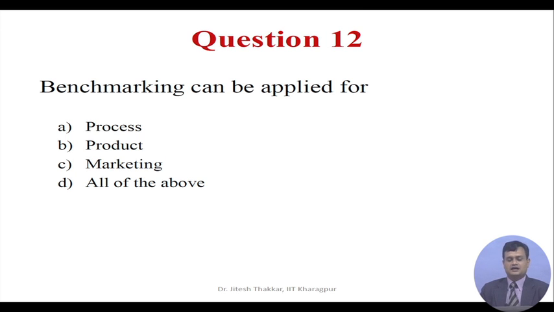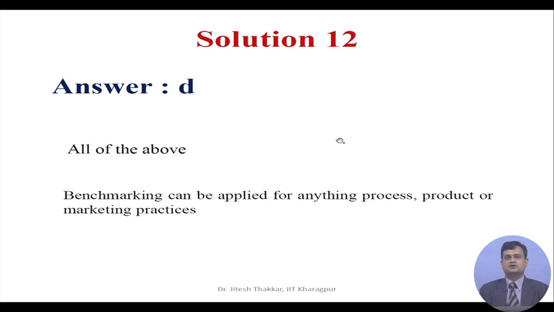Question 12. Now it is on benchmarking. Benchmarking can be applied for A, process, B, product, C, marketing, or D, all of the above. As you know, benchmarking is the process to accept that some practices are better than our practices, and by comparing our practices with those best practices, we can find out the gap and decide an appropriate action plan to bridge this gap. So, keeping this in mind, the correct answer is D, that is all of the above.